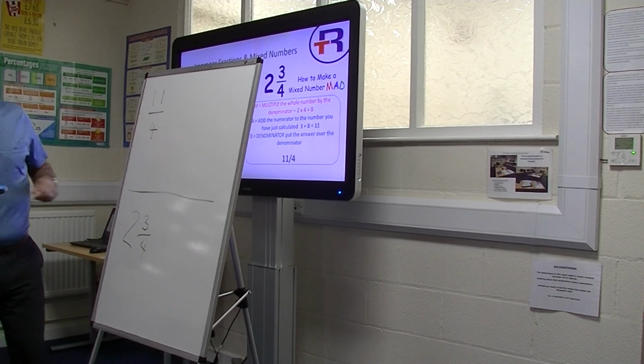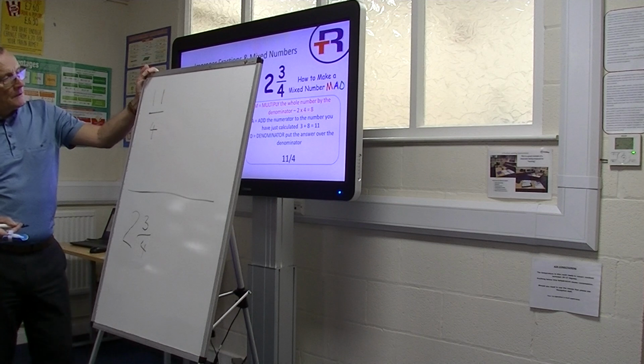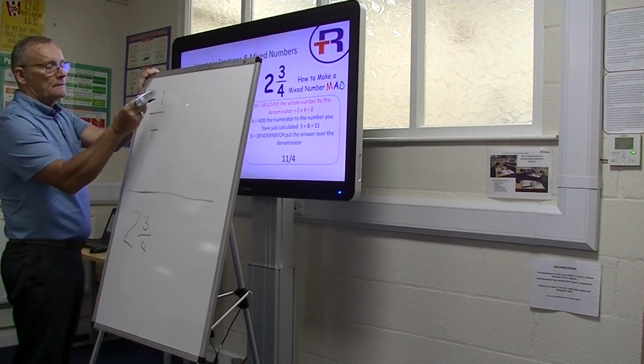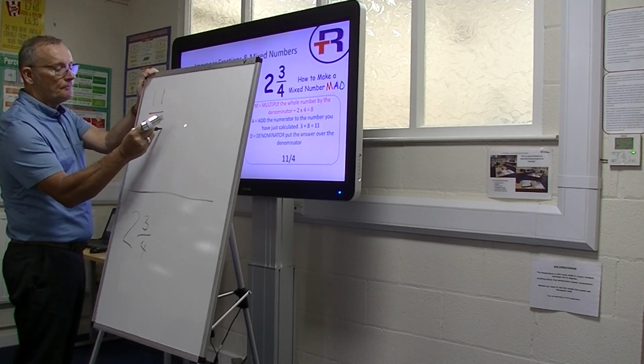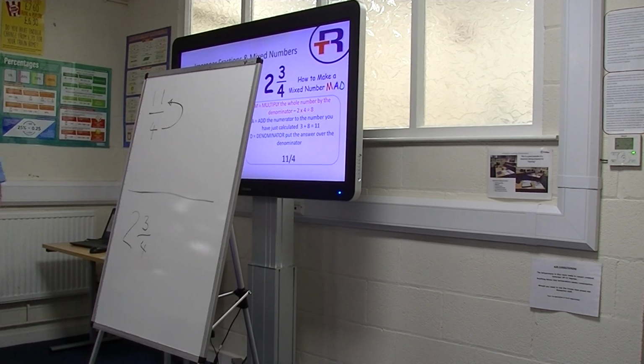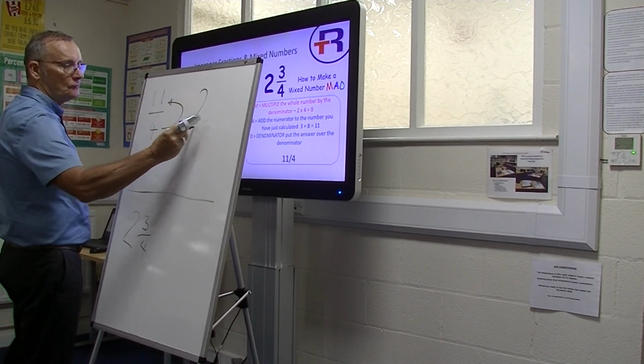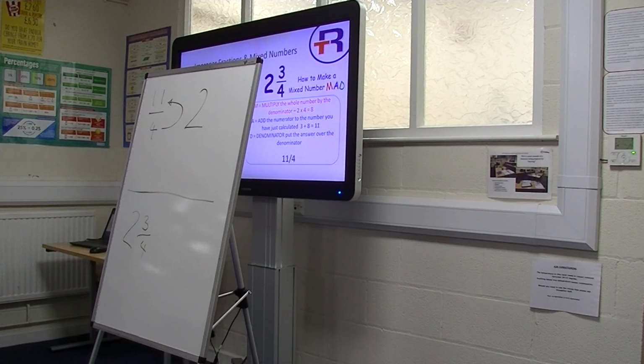So this one, we'll change this improper fraction into a mixed number. All we do for this, we see how many 4's go into that 11. Okay, how many 4's go into 11? 2. The 2 becomes your whole number. Okay? What's the remainder? 3. 3 remainder, haven't we? 4, 8, 9, 10, 11. We've got 3 remainder.